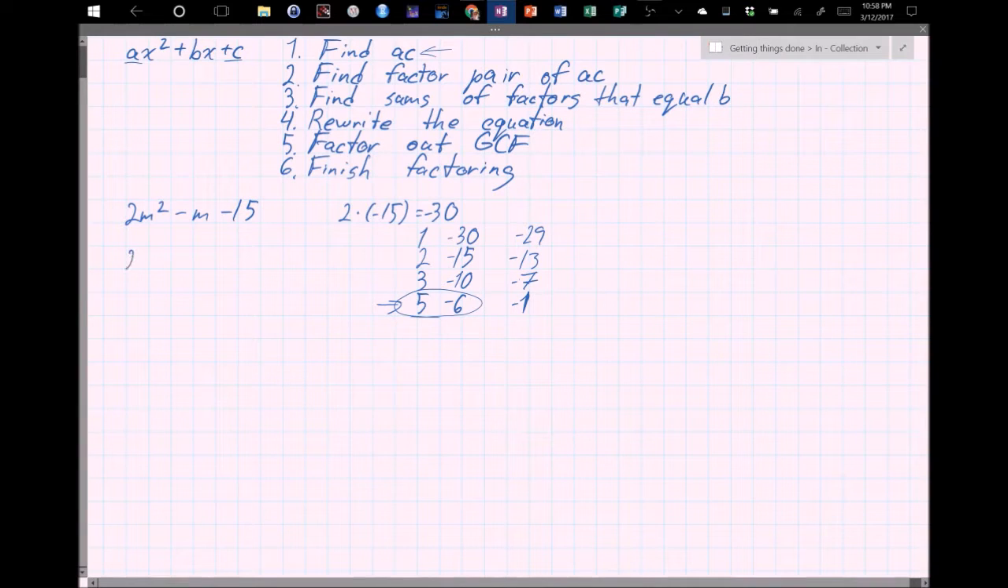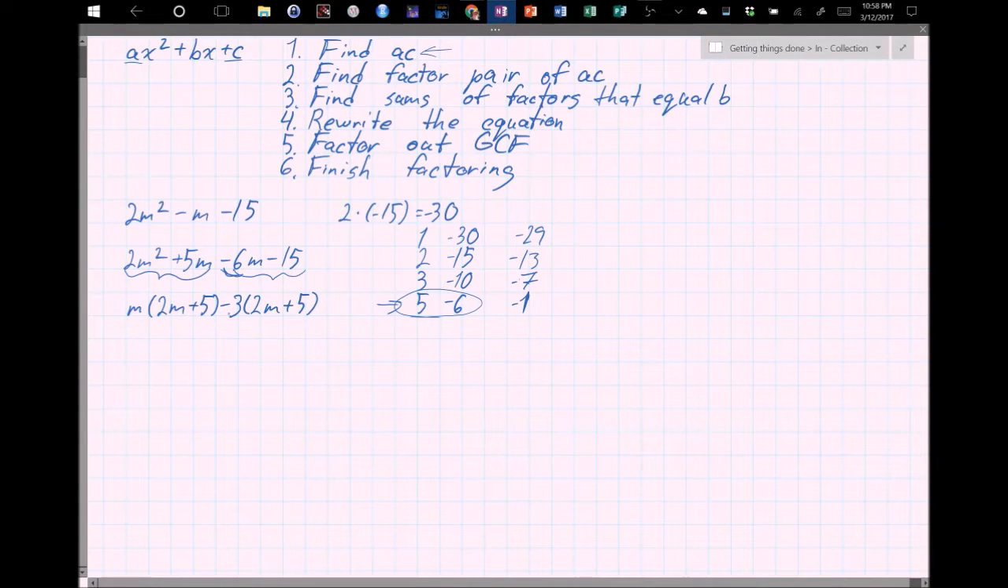Okay, now I'm going to rewrite the equation using the same method I did before. 2m squared plus 5m minus 6m minus 15. Okay, what's my GCF for this pair? My GCF is m. I'm going to factor that out. So I have 2m plus 5. I'm going to look at this pair, including this sign. The sign is part of it. And 6 and 15, I have a negative 3 since they're both negative. So that leaves me with 2m plus 5.